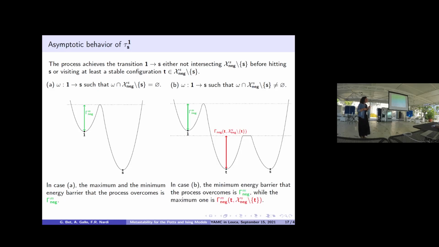But with probability strictly positive, in particular with probability Q minus 2 over Q minus 1, the process follows a path omega as in B that goes from 1 to S, visiting at least another stable state of the energy landscape. In this case, the green energy barrier is the minimum energy barrier that has to be overcome, while the maximum energy barrier that has to be overcome in order to complete the transition is the red one.